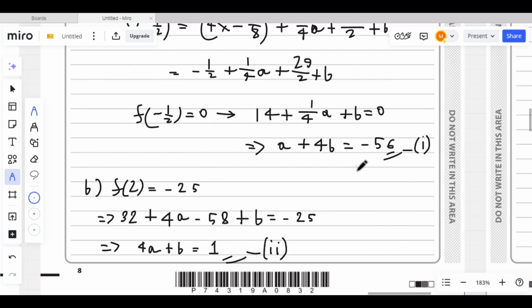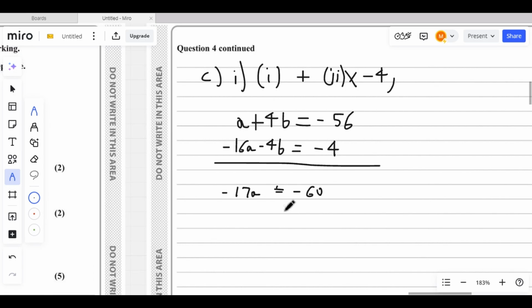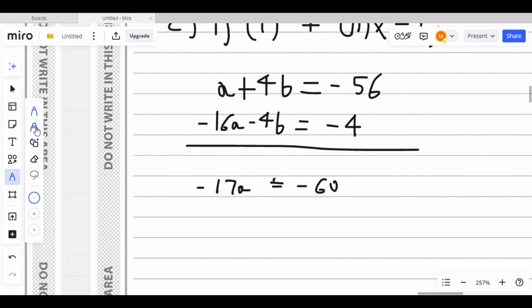For A plus B, -16A -4B equals -4. So -16 plus A, this is not 17. Yeah, okay, that was wrong. Okay, -15. So now we can get the value for A, which is just 4.